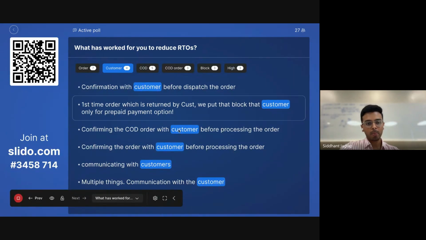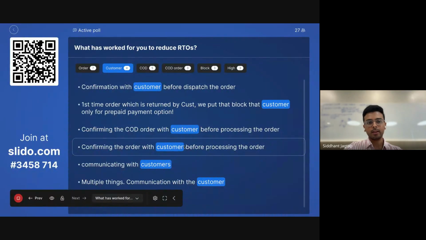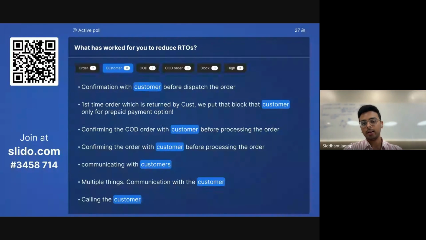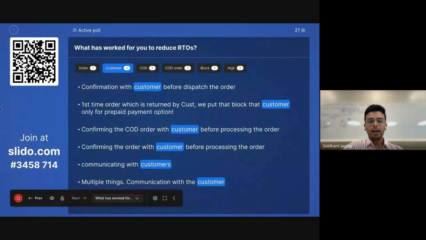Another interesting reason is customer-related problems: impulse buying, communicating with customers. I can see a lot of that. So cool, we have a lot of measures to control RTO. Now let's structure them in two parts. I'll spend some time talking about the pre-purchase problem, where you avoid RTO-prone customers from placing orders. And the no-brainer there has been blocking COD.